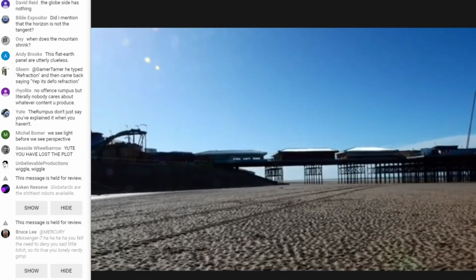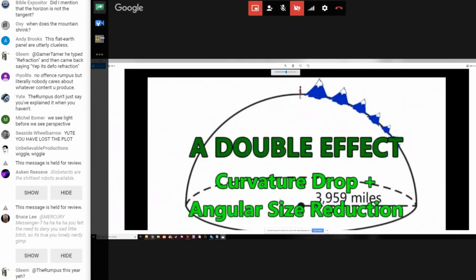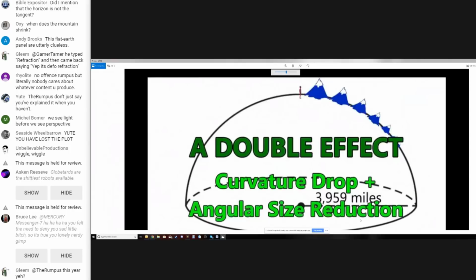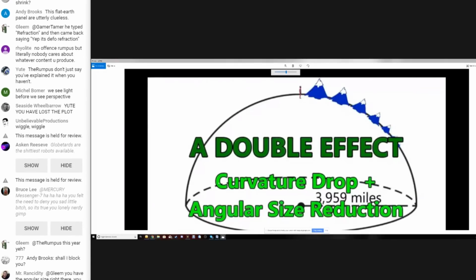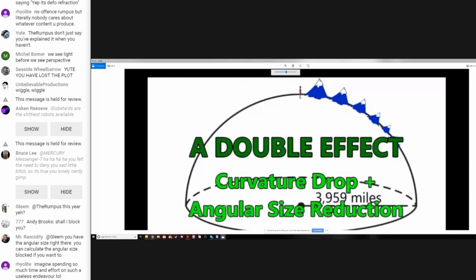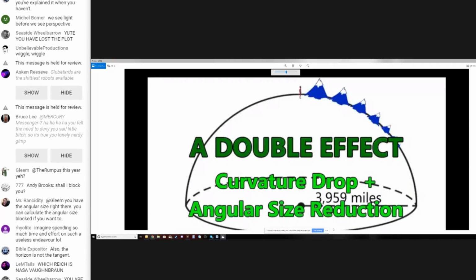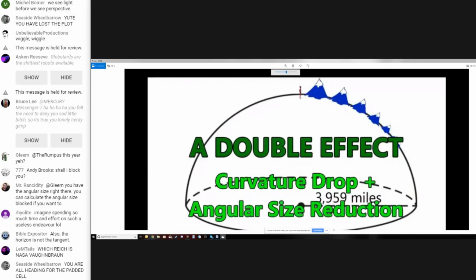Can you see what it says on screen, Wiggles? It says it's a double effect. There's curvature drop and angular size reduction. So why is it you're only accounting for the curvature drop and you're obfuscating to death the angular size reduction? Because we all know why you can't address this. You have to obfuscate this point. You're like every baller moron out there, you ignore it. Why? I could explain this if you would let me explain it.